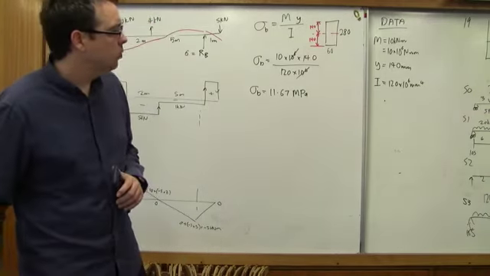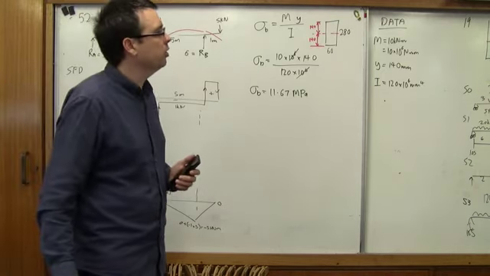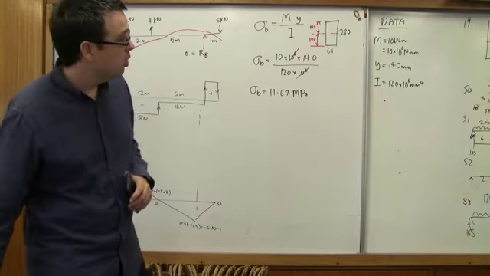Okay, so that's 52. We're not going to do 53 because it's got uniformly distributed loads. We're not going to do 54 because it's got uniformly distributed loads, which takes us up to question 55.